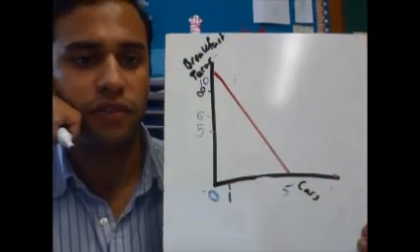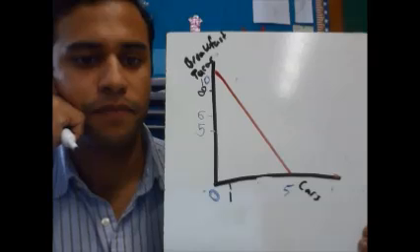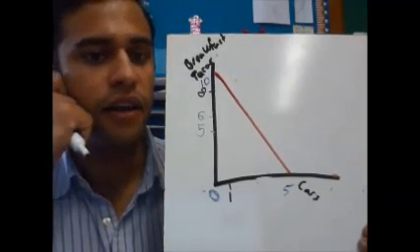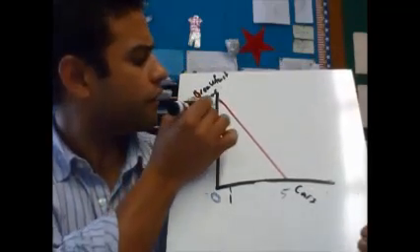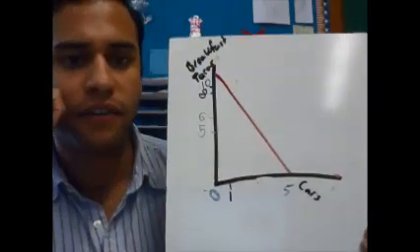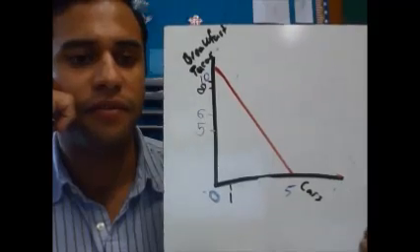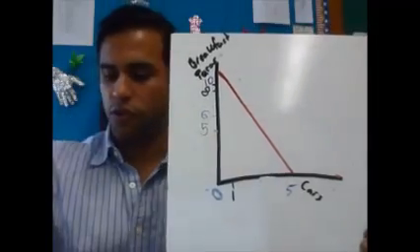What's the opportunity cost for a breakfast taco? Time's up. It's actually half a car. If I want 1 more breakfast taco, if I want that 9 breakfast tacos right there in the middle, then I have to give up half of a car. Does that make sense?